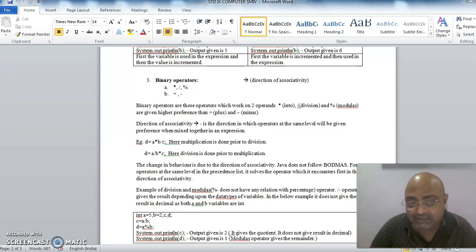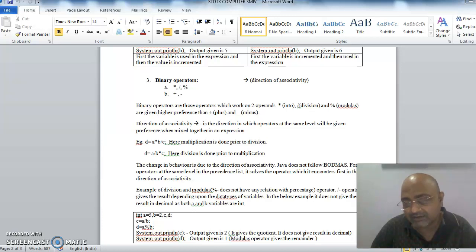Now in the first case, the multiplication sign is encountered before division in the direction of associativity, that means in the direction of the arrow. So in the first case, multiplication will be done prior to division. But in the second example, children, division is prior to multiplication, so division will be done first and then multiplication will be done.